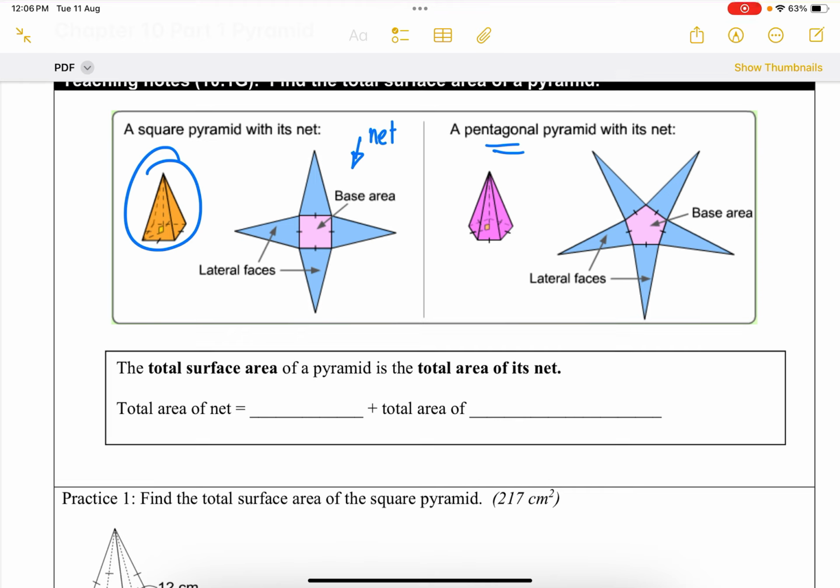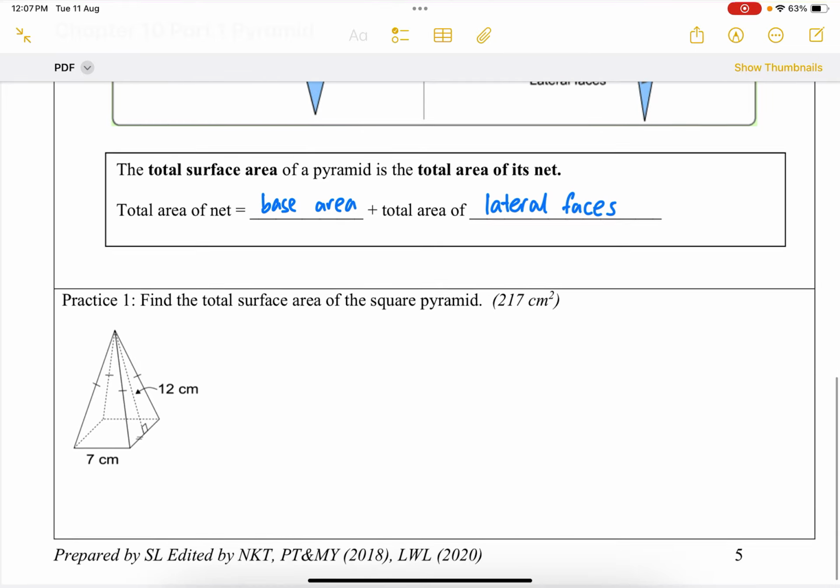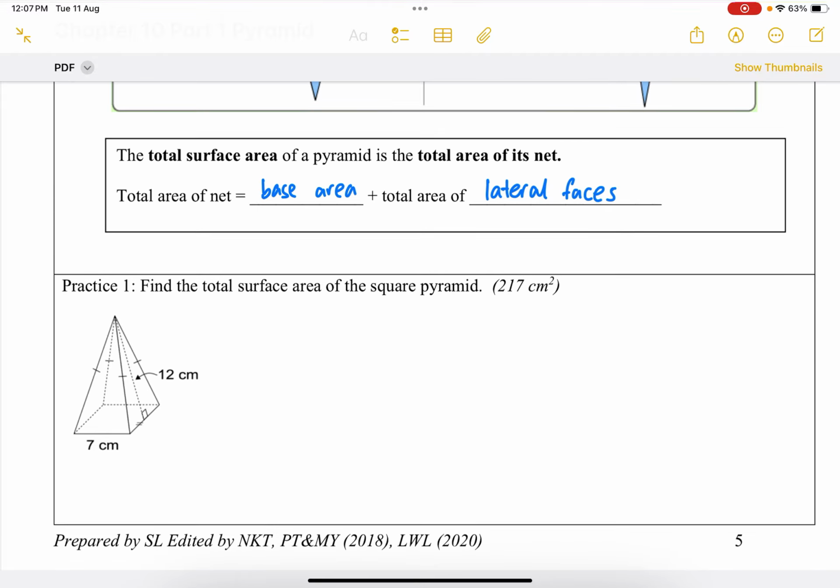This must be the base area plus total area of lateral faces. So let's try this. Practice number 1. Find the total surface area of this square pyramid. Our base is simply 7 squared. Our lateral face, since it is a square pyramid, our lateral face will be a triangle. Half times base times the, in this case, the slant height, which is 12.